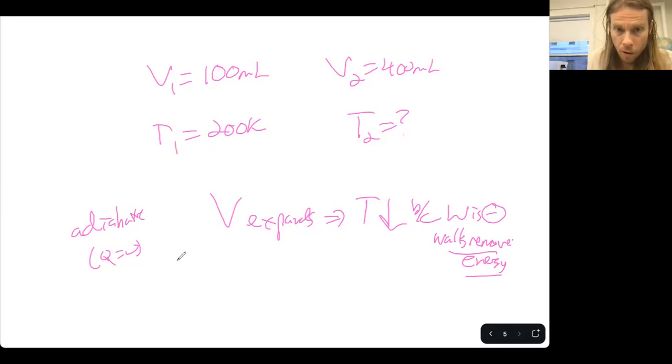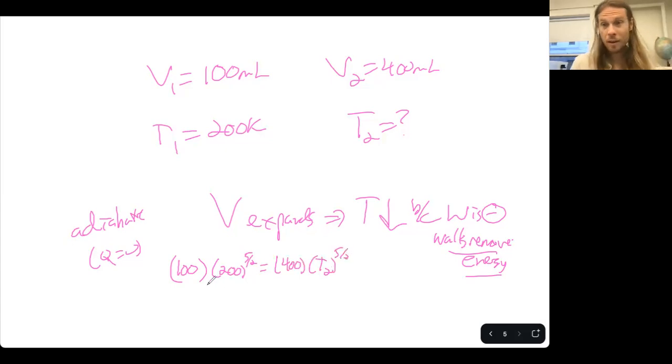So what I do is, okay, V1 is 100. It's ratios, so I don't need to worry about units. Times 200 to the 5/2 equals 400 times T2 to the 5/2. So how do I do this? Hold on, I need a calculator.